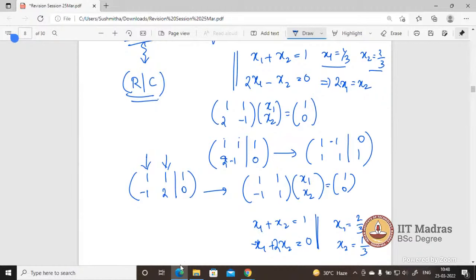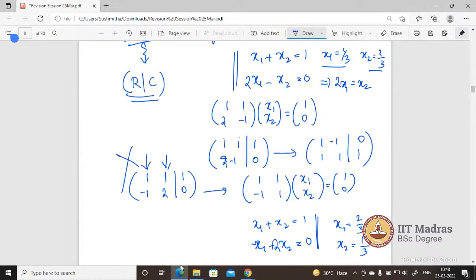I'm changing the system itself, so this is not allowed. Interchanging columns is not allowed. Only row operations are allowed. Fine, you can interchange two rows. In the final solution, after the column operation, x2 is 2 by 3 and x1 is 1 by 3.